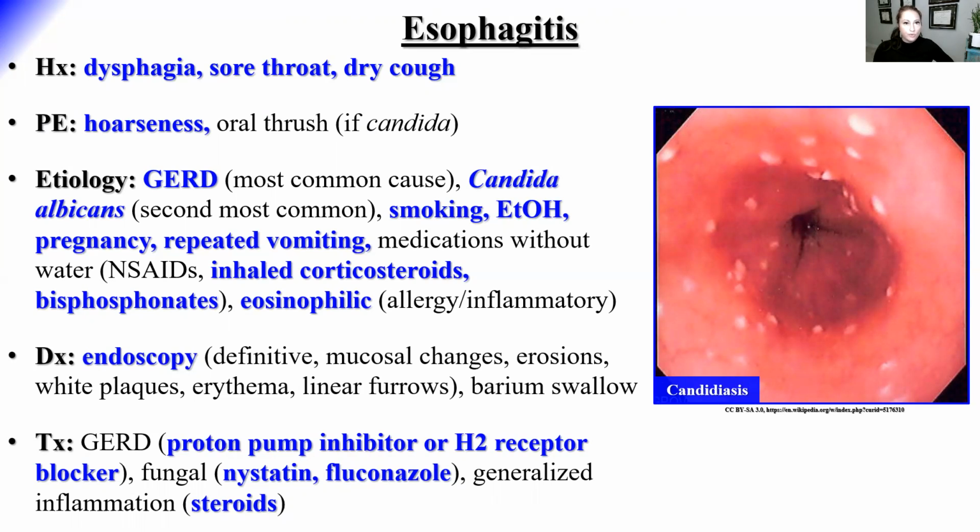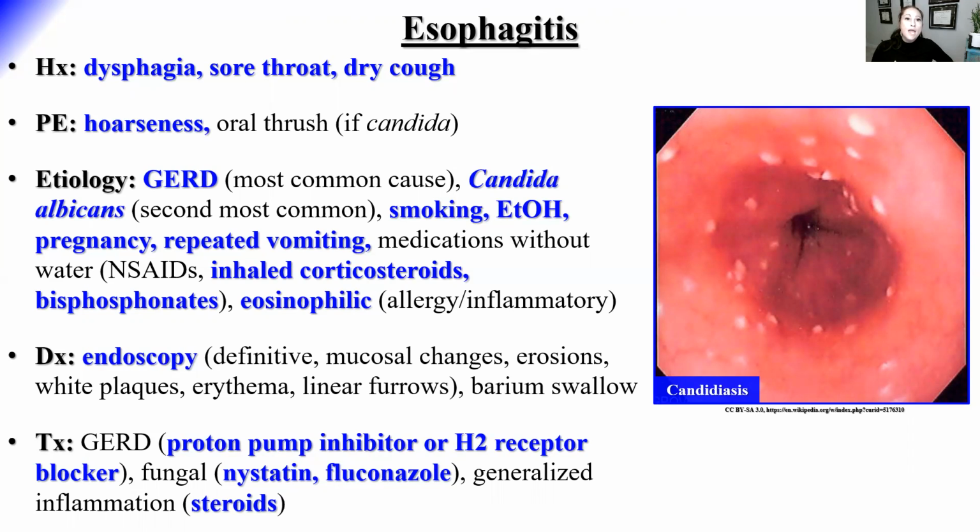Medications that the patient takes without water, anti-inflammatory medications, inhaled corticosteroids. We just talked about that. Remember to remind your patient to rinse out their throat after they've taken that. Bisphosphonate medications are used to treat osteoporosis. If those get stuck in the throat, they're highly irritating to the throat and they can actually cause esophageal rupture. So you want to counsel your patient to take it with a full glass of water and don't lie back down for 30 minutes. You can also have eosinophilic esophagitis, which is an allergic or inflammatory process that affects the throat.